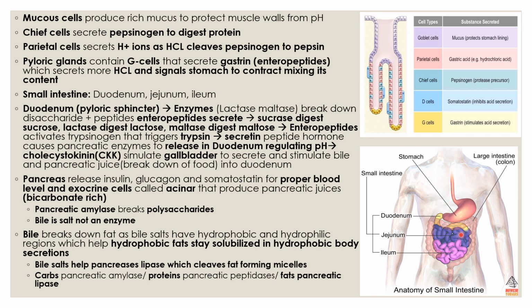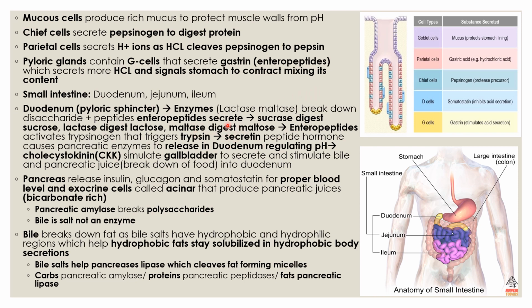This is the duodenum. And then enzymes, lactase and maltase, break down disaccharides, and peptides are broken down by enteropeptides. So enteropeptides start to be secreted in the duodenum to help break down food. Sucrase digests sucrose, lactase digests lactose, maltase digests maltose, and then enteropeptidase activates trypsinogen and triggers trypsin. So enteropeptidase acts on trypsinogen to activate it into trypsin.